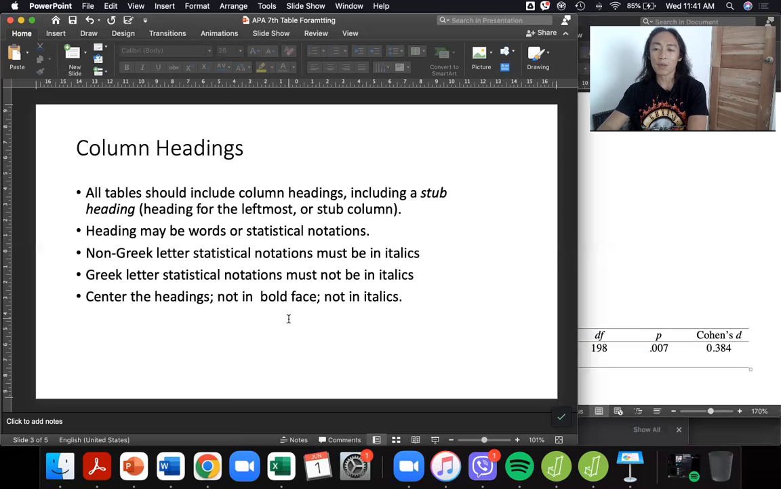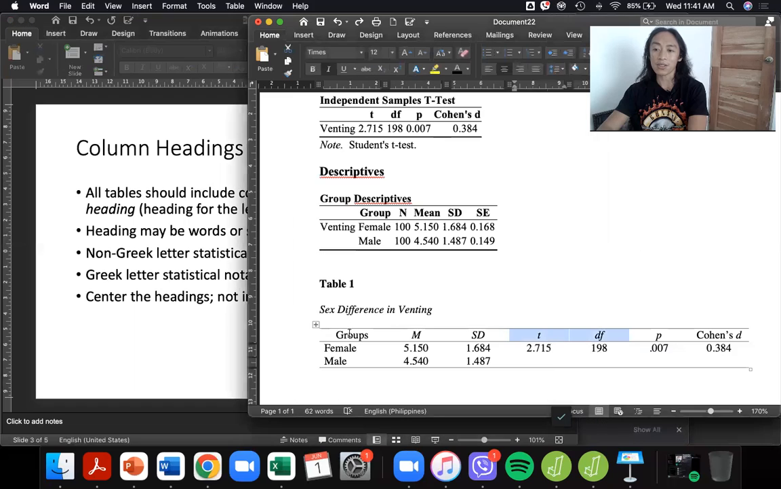The heading may be words or statistical notations. So it can be words, like groups. But for the most part, if the columns are intended to be populated with statistical values, then it should be statistical notation. So instead of mean, which is what the JASP table gives us, just use the statistical notation of M, SD for standard deviation, of course our t statistic, df for degrees of freedom, and p for our probability value, and then Cohen's d.